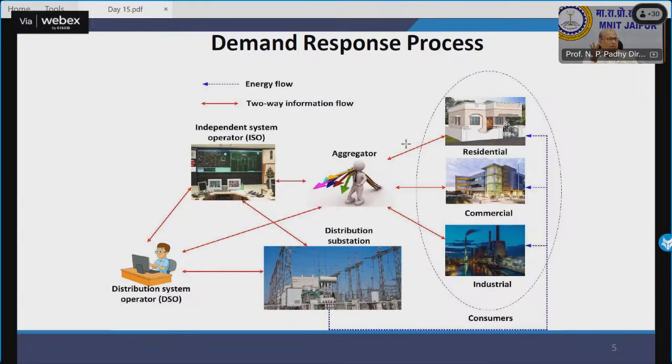So this is how the demand response activity works. Engaging your consumers to actively participate by reducing the peak energy or the total energy consumption, with some monetary benefit or incentive, is known as demand response.